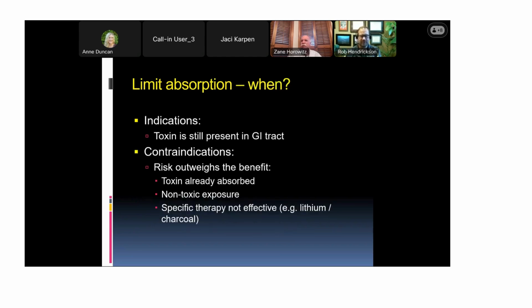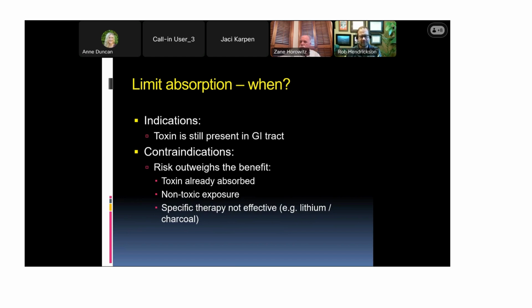In general, I think it's really important that before we start talking about doing any of these things, the toxin still has to be present in the GI tract, right? It sounds like a totally ridiculous thing, but we do get these questions from time to time. Should we give charcoal? And the thing that they ingested was absorbed hours ago. The answer is always going to be no, because there's absolutely no advantage whatsoever.